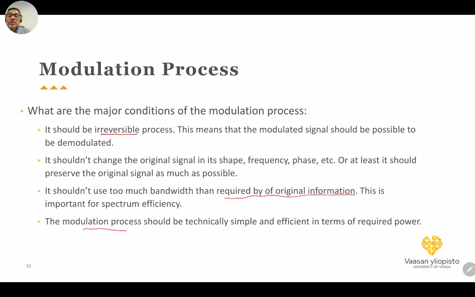And finally, the modulation process should be technically simple and efficient in terms of required power. We don't need to use modulation or demodulation techniques that use a lot of power, because usually the end user's device has limited power. Nowadays our mobile phones, even from a computing point of view, are very powerful, but they still work over a limited battery. So it is not wise to use an algorithm that draws a lot of energy from the battery in order to work. We need to minimize the power usage as well.